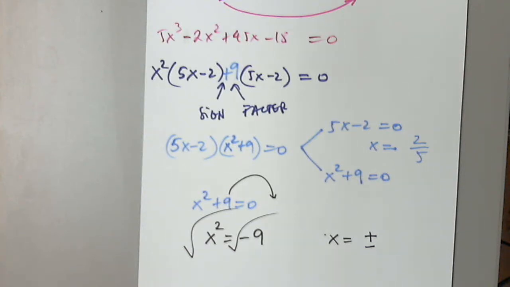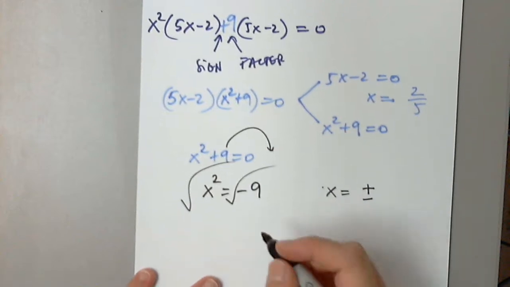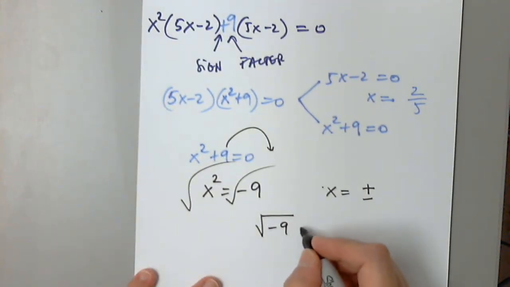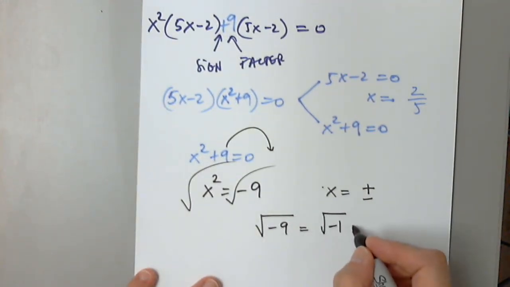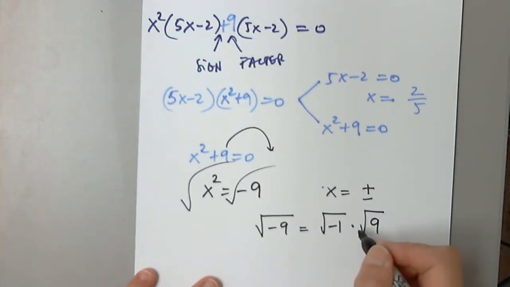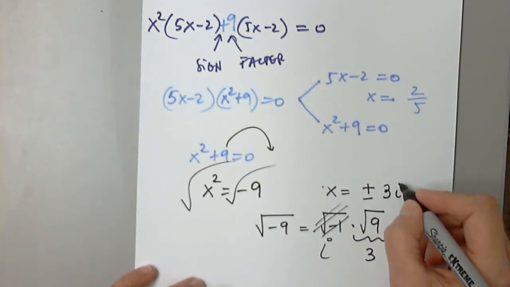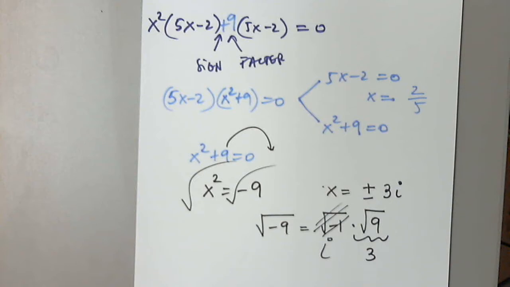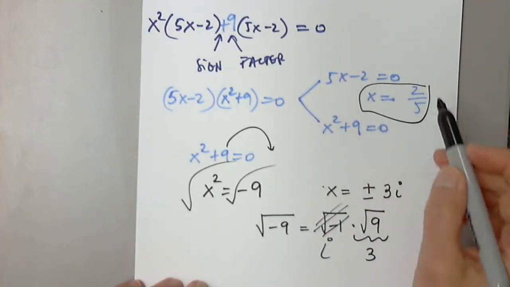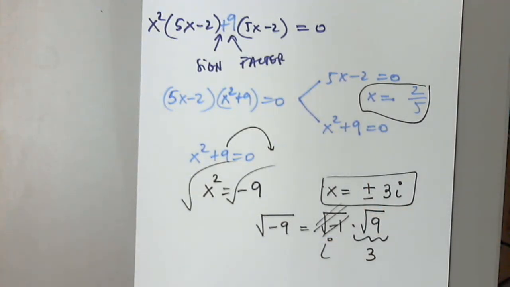And what do I write now? Because I have to refresh your memory on this. This is the square root of negative 1 multiplied by the square root of 9. How do we call this? Excellent. What is this? So the answer is plus or minus 3i. And we have those three solutions that we were looking for. One is real, the other two are imaginary.